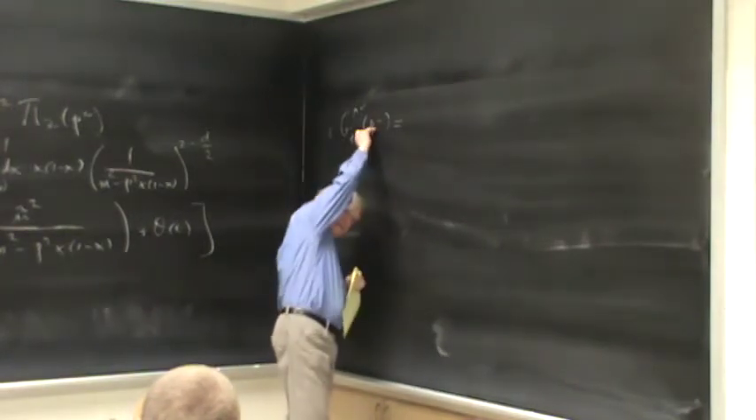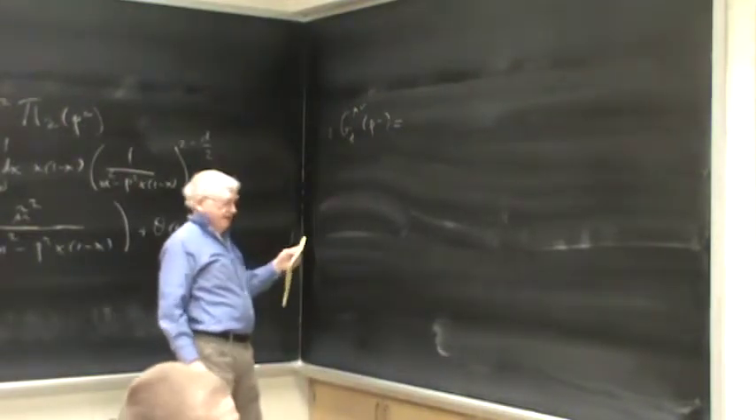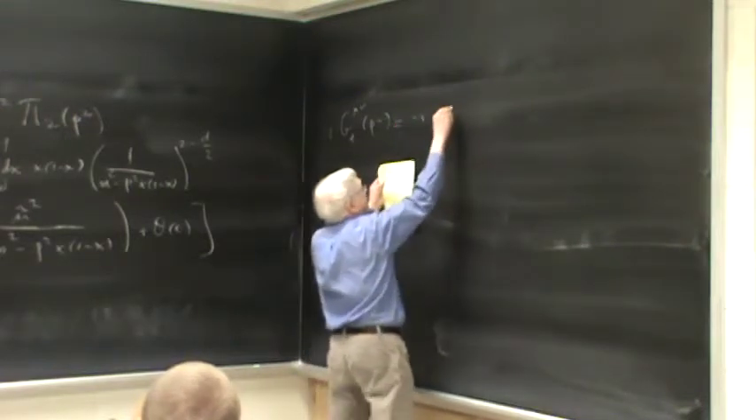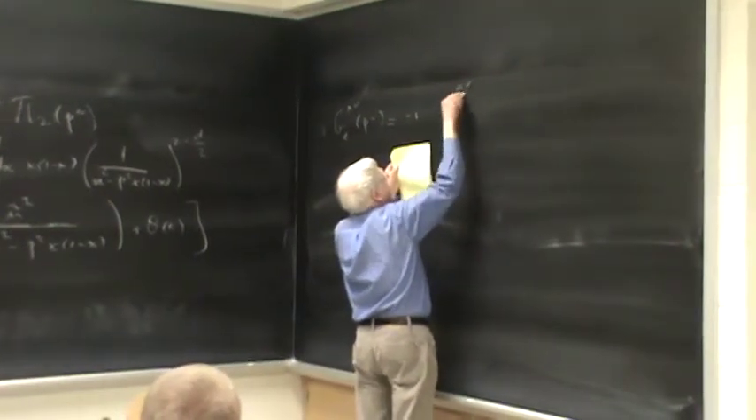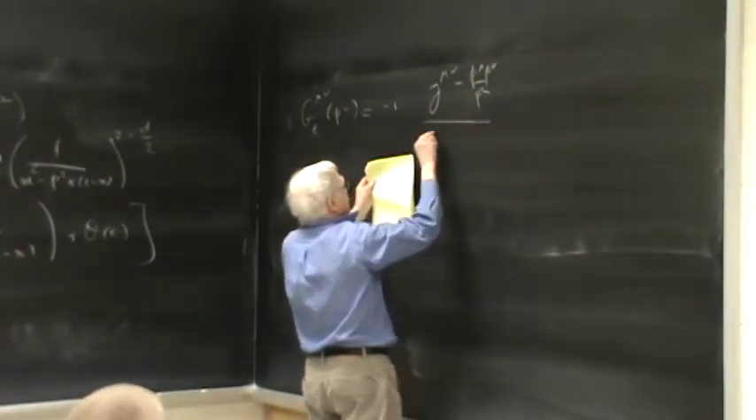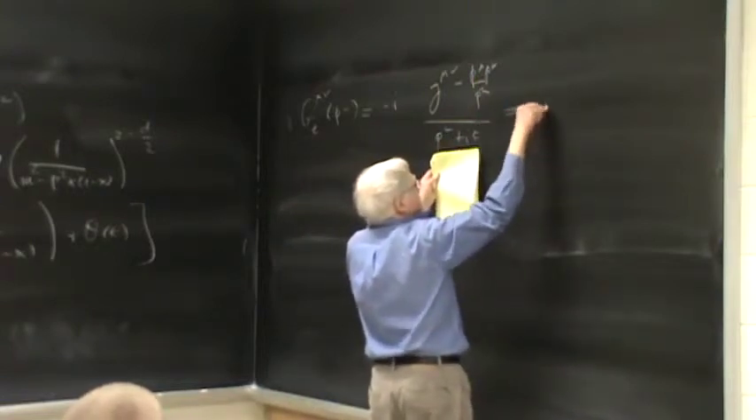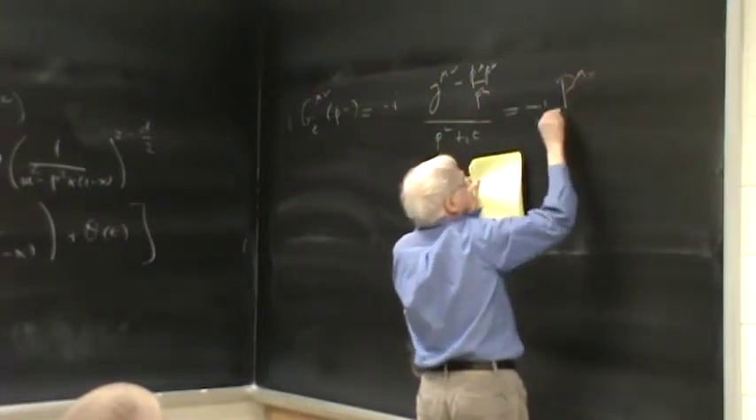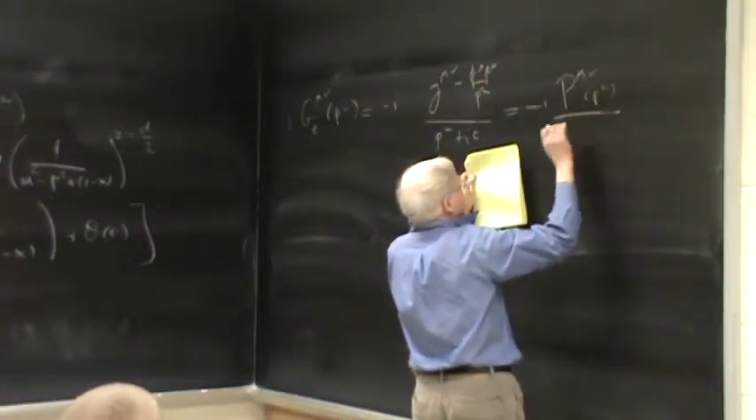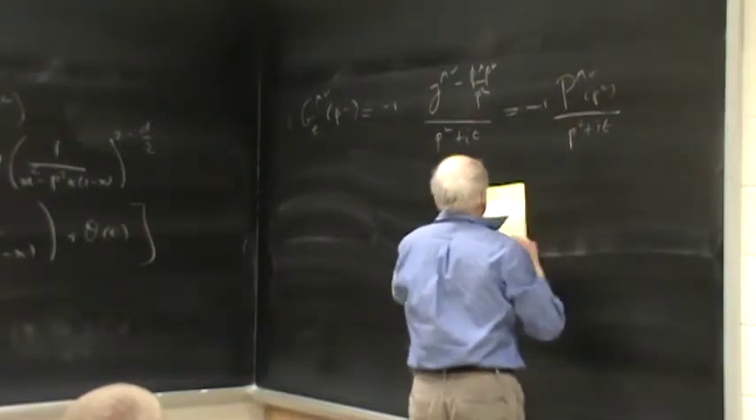Sometimes I'm going to write this as p squared, sometimes p. And so this is minus i times (g mu nu minus p mu p nu over p squared) divided by p squared plus i epsilon. And I'm going to call this minus i P mu nu of p squared over p squared plus i epsilon. I'm going to drop the other p squared pretty soon.